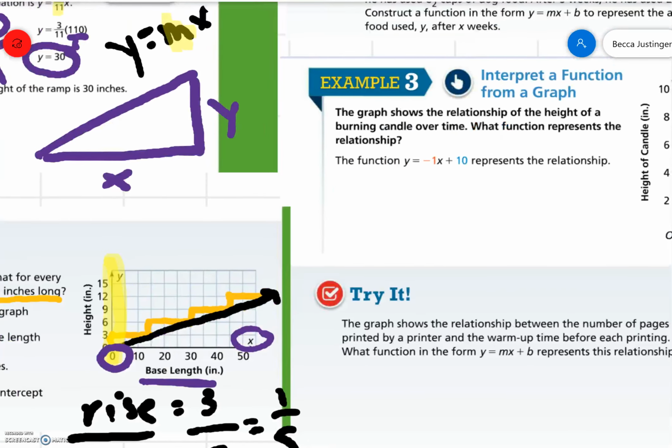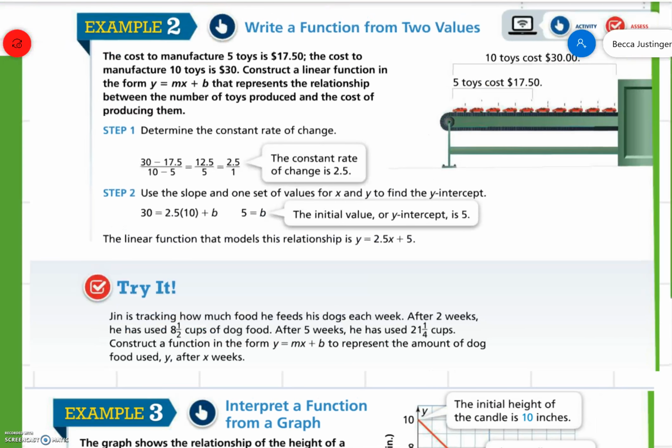Example number 2. Write a function from 2 values. The cost to manufacture 5 toys is $17.50. And the cost to manufacture 10 toys is $30. Construct a linear function in the form y equals mx plus b that represents the relationship between the number of toys produced and the cost of producing them. So the number of toys produced is x, and the cost is y.